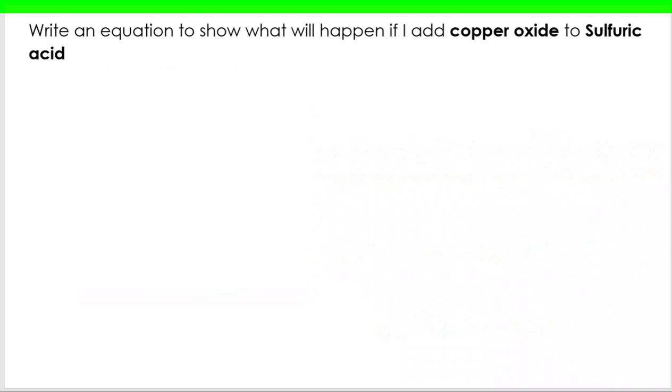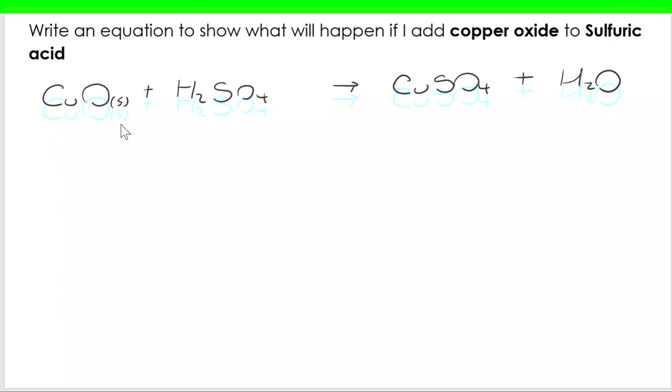Moving on, let's have a look at the equation to show what happens if I add copper oxide to sulfuric acid. So copper oxide, CuO, sulfuric acid, H2SO4. The salt I'm going to make is copper, from the copper oxide, sulfate because it's sulfuric, copper sulfate, and an acid plus a base makes a salt and water, so I have my H2O. It is balanced, but I need state symbols: solid, aqueous, aqueous, liquid. Remember, water is liquid. It's not aqueous because that means dissolved in water.